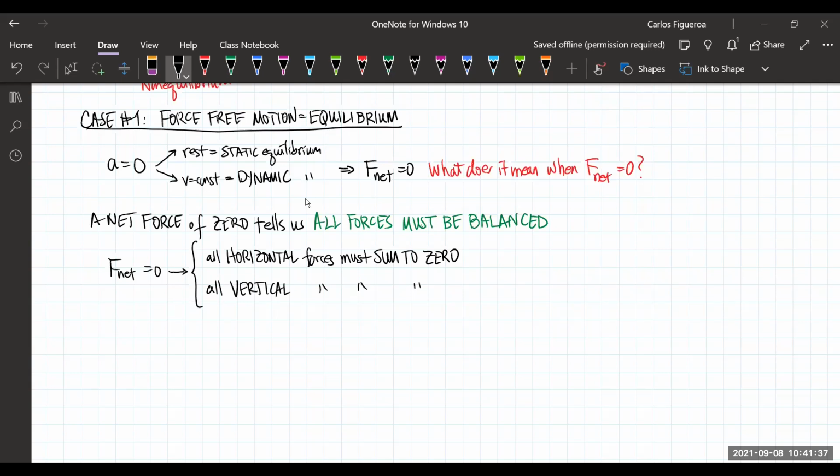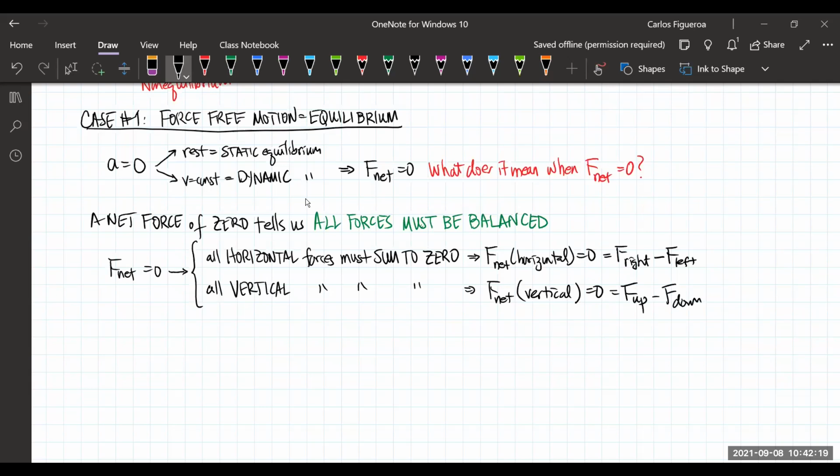So what that means here is that when I look at the net force, and I'm only looking at the horizontal stuff, that has to be 0. If I'm looking at only the vertical stuff, this has to be 0 also. So the question is, what does that mean? What that means here is that the forces, let's say to the right, minus the forces to the left, those have to sum to 0. The forces up minus the forces down, those have to be 0.